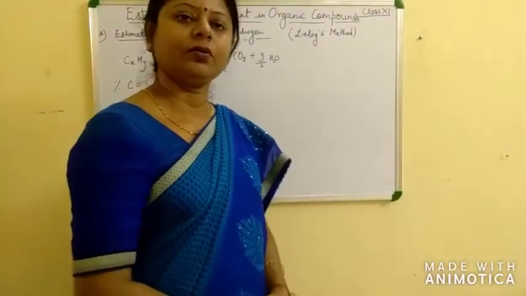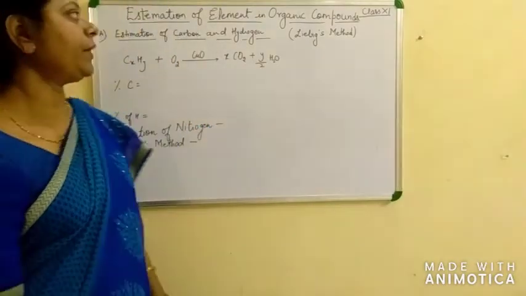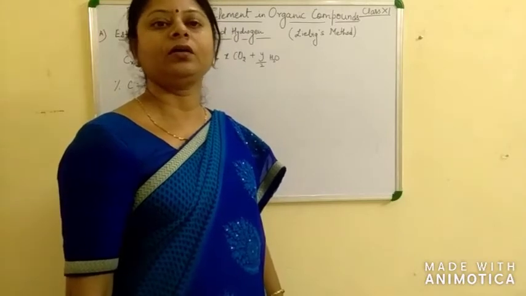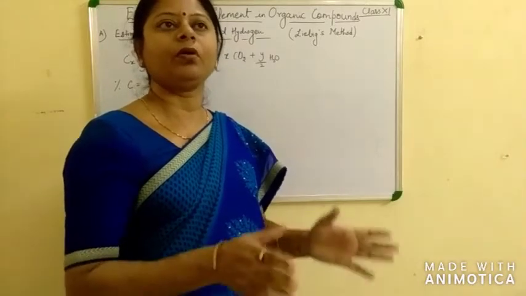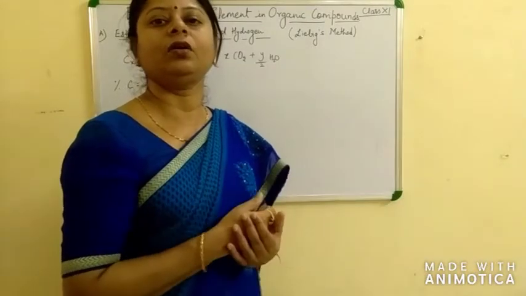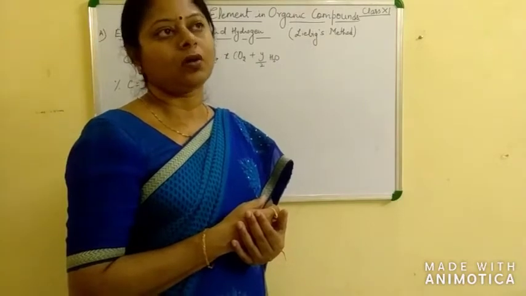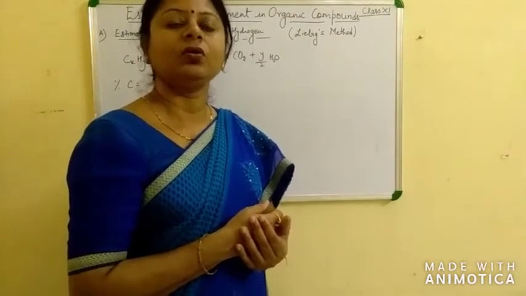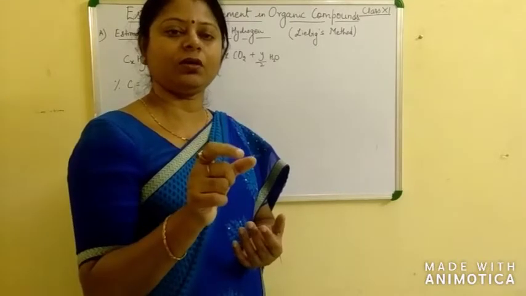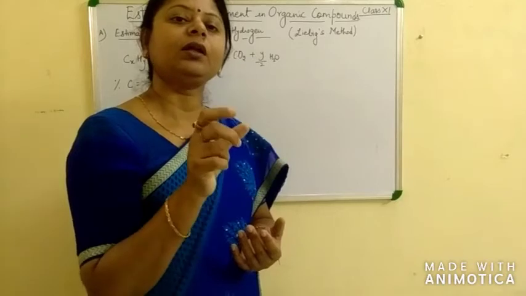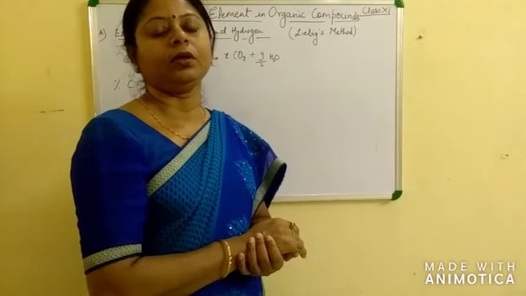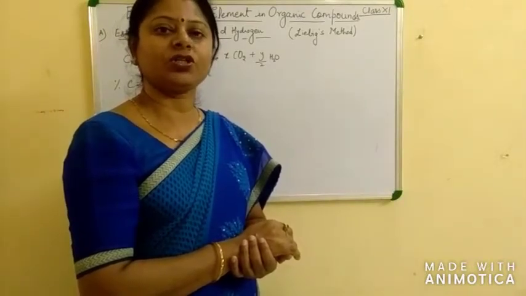Hello student. Today I am going to teach you the new topic: estimation of elements in organic compounds. All of you know that organic compounds are made up of carbon, hydrogen and sometimes several other elements like nitrogen, sulfur, phosphorus, oxygen, and halogens. So if we want to know or to determine the percentage of any element in the organic compound, it is known as estimation.